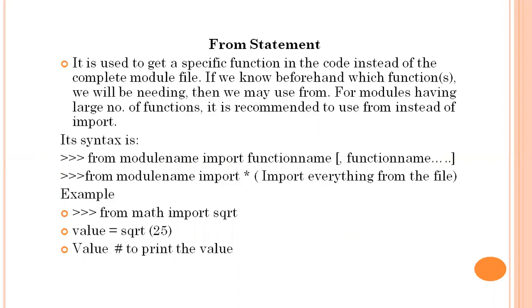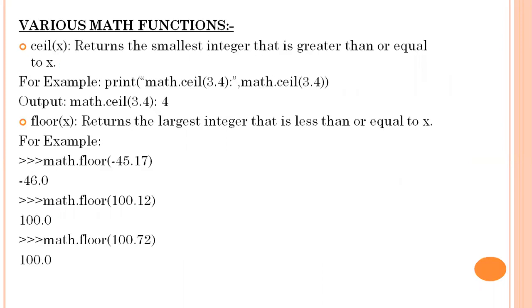The second method is the from statement. We have to write from module name import function name, that is the first form, or we can use from module name import asterisk. By using asterisk, we can import all the functions of a particular module. From math import sqrt. There is no need to use the dot sign. We don't need to write math again; we can directly write value equals sqrt(25). It will calculate the square root of 25 and store it in the variable value.